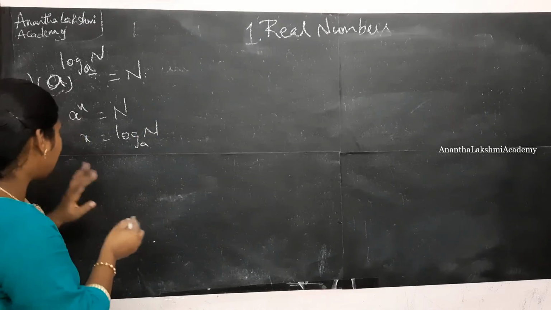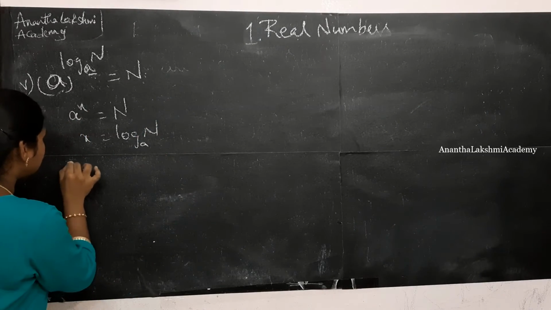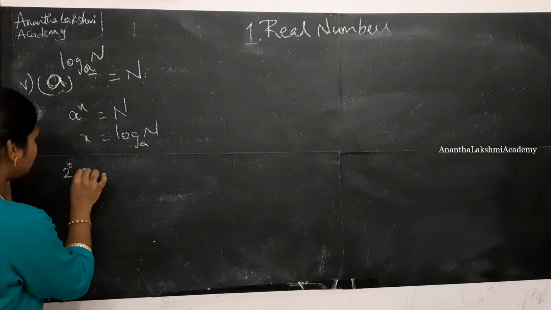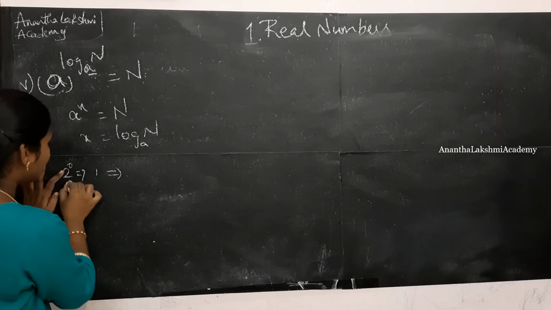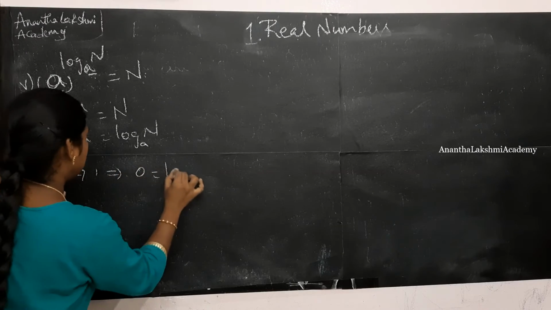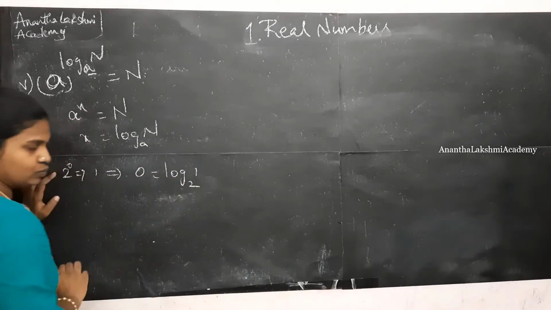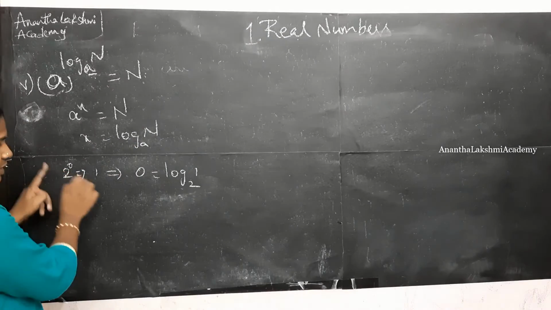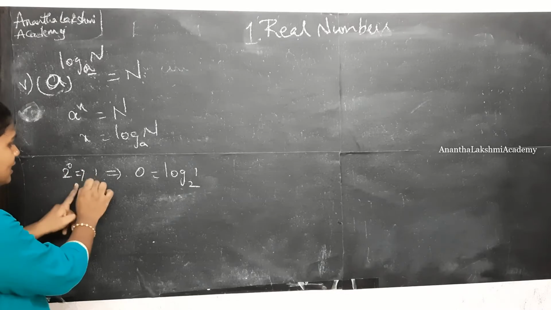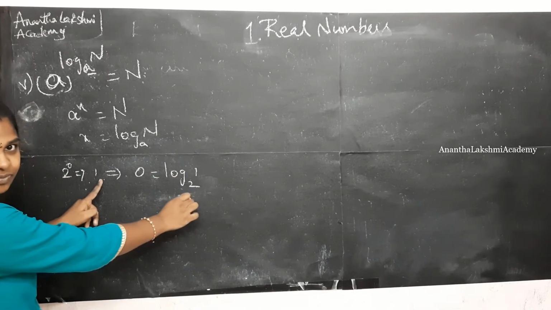So let us try figuring out what 2 power 0 is. 2 power 0 is 1, right? Using this formula, can I write it as 0 is equal to log 1 to the base 2? Can I write it like x is equal to log n to the base a? 2 power 0 is 1, so 0 is nothing but log 1 to the base 2, right?